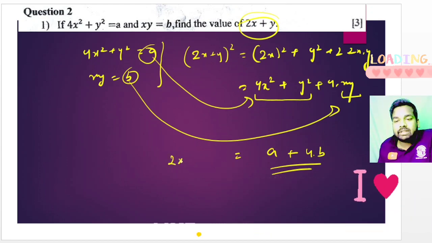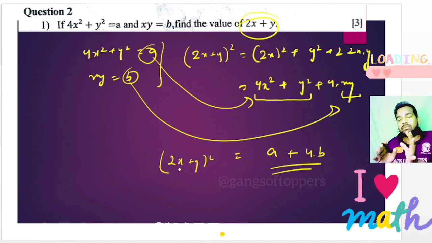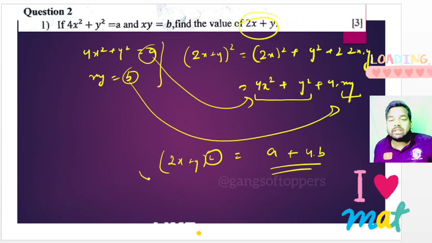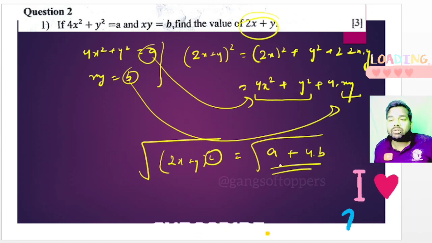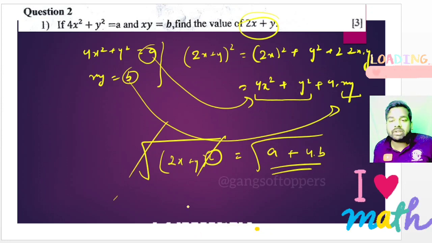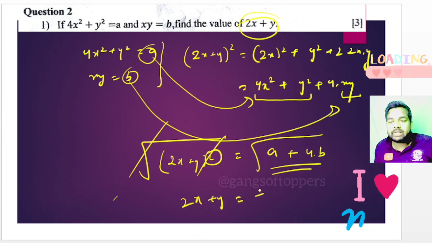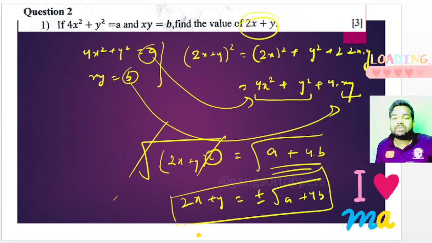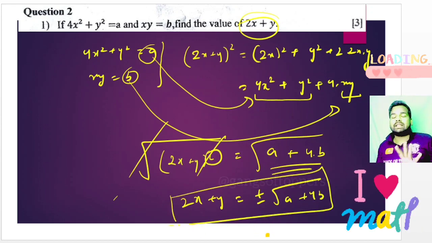Since it is the value of (2x plus y) the whole square, just remove this square. You can say, just take the root on both sides. If you take the root on both sides, the root and the square are going to cancel, and we get 2x plus y is equal to plus minus root under (a plus 4b). Why? Because for the root we get two values, either positive or negative.